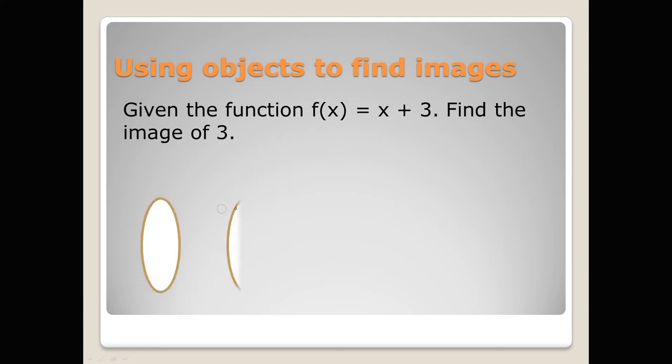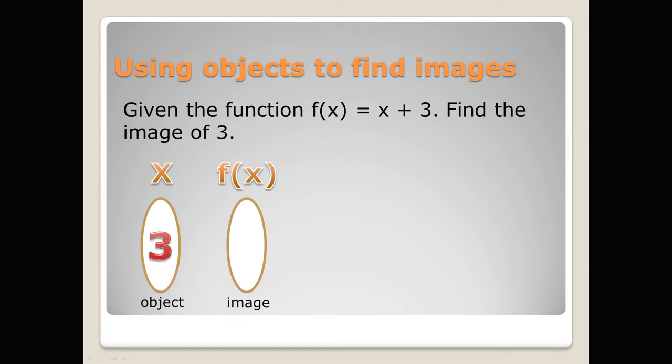Now, if I were to have the two sets, like how we understood the first part of functions, we know that this part is where all the objects are listed, and this set is where all the images are listed. It says here, find the image of 3. That means my 3 is an object. I am going to first label these two sets. This is going to be x, and this is going to be f(x). Okay, I know that 3 is an object, so it's going to go here.